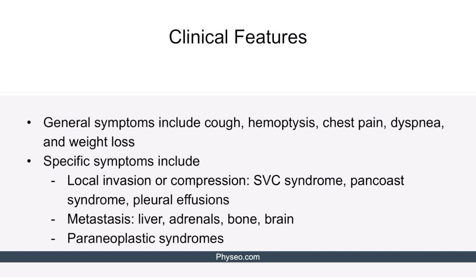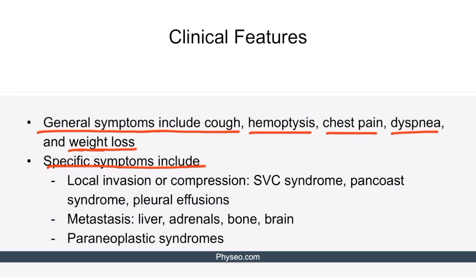Lung cancer often remains asymptomatic for a long time, and patients usually present late. General symptoms include a cough, hemoptysis, chest pain, dyspnea, and weight loss. More specific symptoms can be due to local invasion, compression, metastasis, or paraneoplastic syndromes caused by lung cancer.